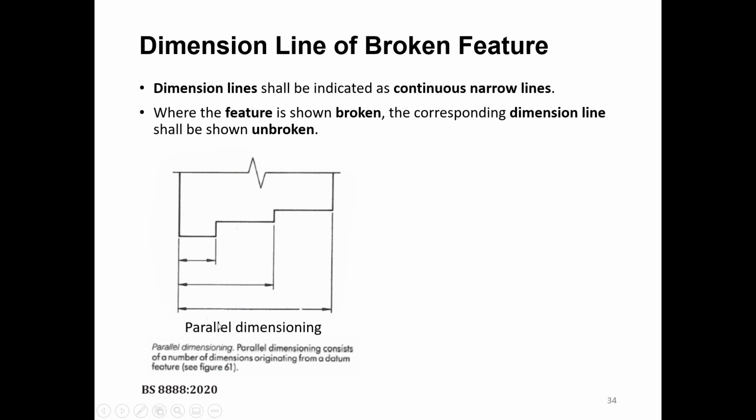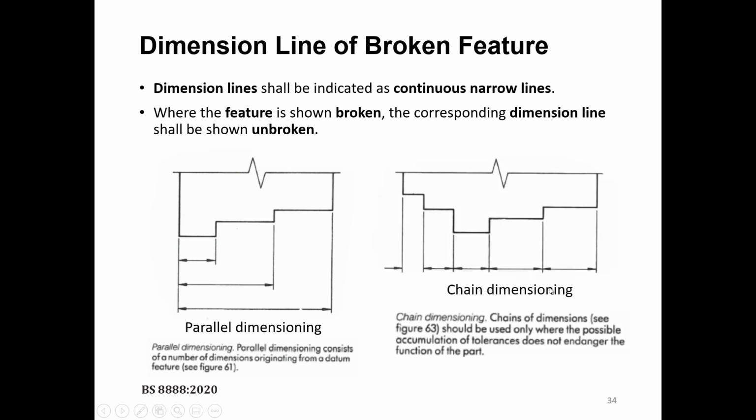What you see here is called parallel dimensioning. You see this dimension line, this dimension line, and this dimension line are all parallel. Parallel dimensioning means that it consists of a number of dimensions all originating from a datum. So if this is the datum, this dimension started from the datum, which is here. This dimension started from the datum here. This dimension started from the datum here. When you start all the dimensions from the same datum, this is what's called parallel dimensioning.